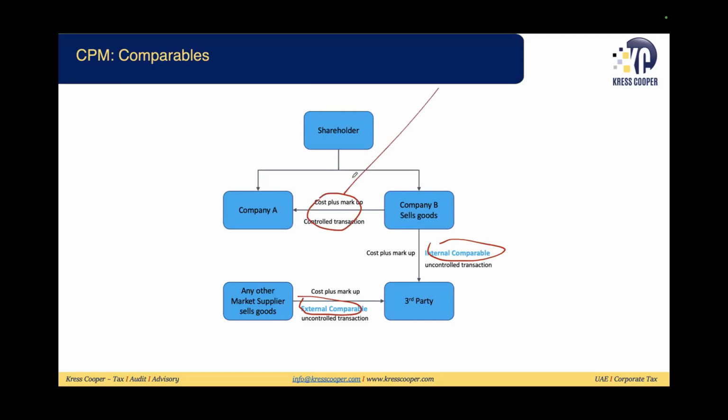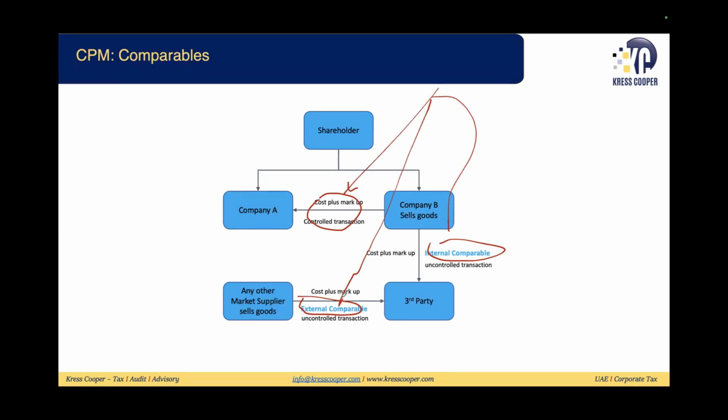So what is the price that we are charging for this transaction? This price needs to be compared with this comparable, and with this comparable as well. If the price between A and B is the same as the internal comparable, or the same as the external comparable, then we can say the transaction is at arm's length. There is no difference; the price has not been compromised, overcharged or undercharged. It is an arm's length price, a fair value price.